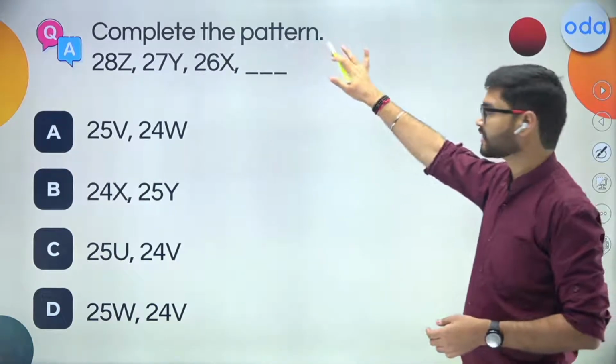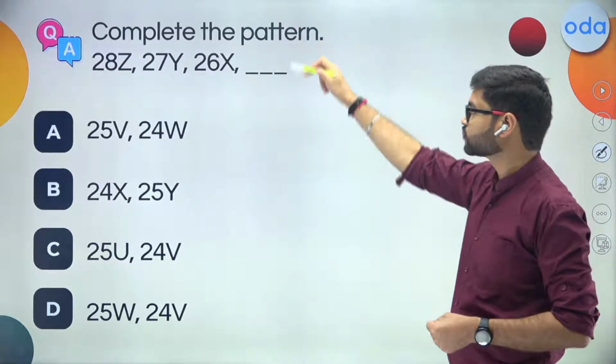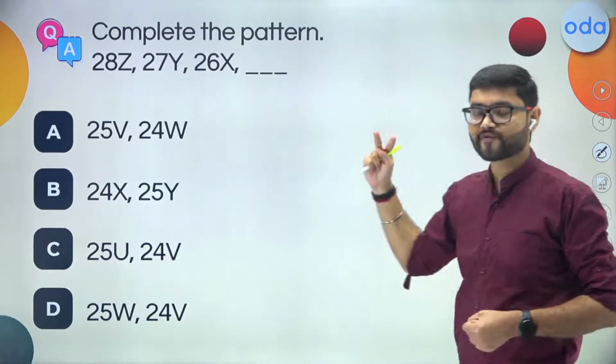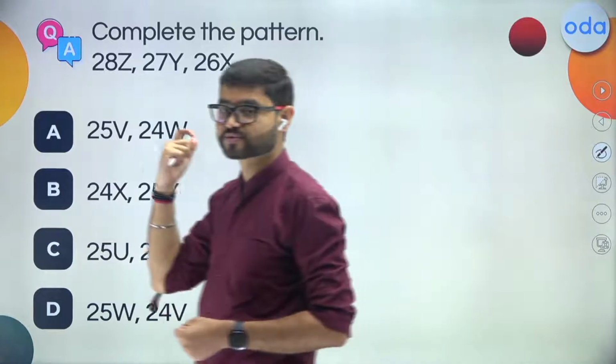Complete the pattern: 28Z, 27Y, 26X. What will be the next two? Now you have to tell me the next two terms, not one term.